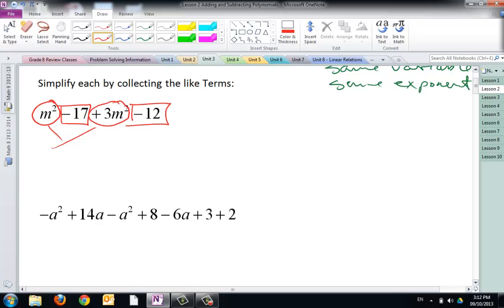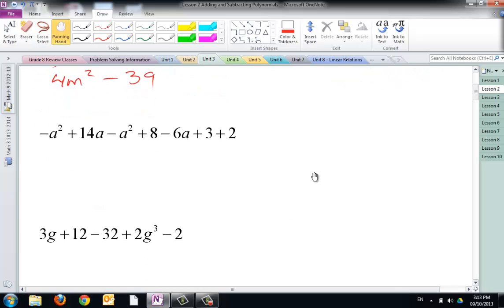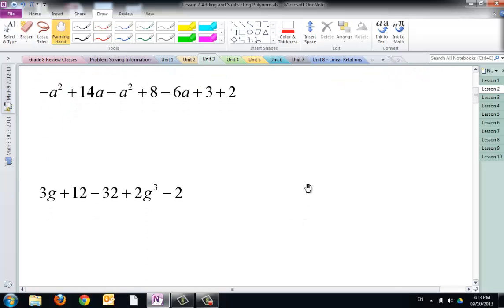The m squared and the 3m squared make for 4m squared, and the minus 17 and minus 12 makes for negative 39. So I've done something at this stage to visually indicate to myself what the like terms are, and then use that to help me add or subtract them. Let's do a couple more examples.